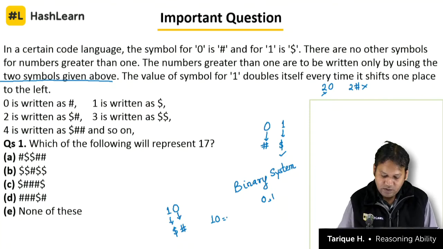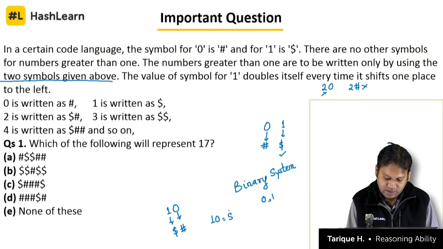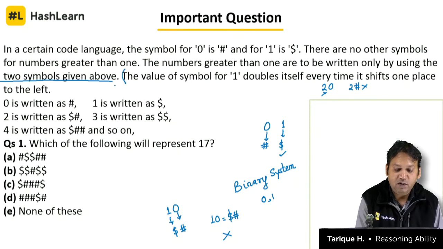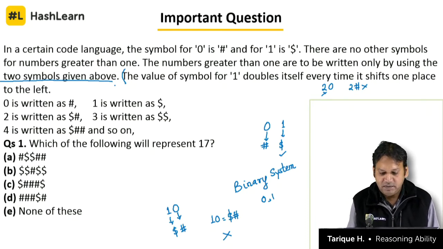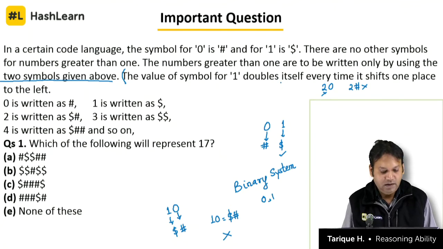$10 is equal to dollar and hash. Can we say that? The answer is no, we cannot say that. Why? Because now we are telling you something more: the value of the symbol for 1 doubles itself every time it shifts 1 place to the left. The value doubling. So what does this mean? The value of 1 doubles itself every time it shifts 1 place to the left. Clear? And how does it then work out?